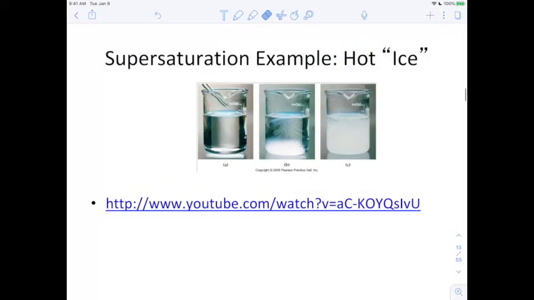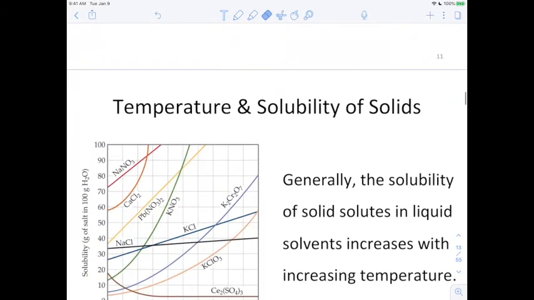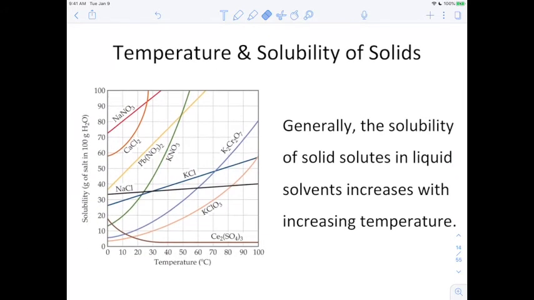Right, so those are our supersaturated solutions. So you've got too much stuff in solution and it does need to come out. So here's a graph of temperature and solubility. Generally, the solubility of a solid will increase with increasing temperature.